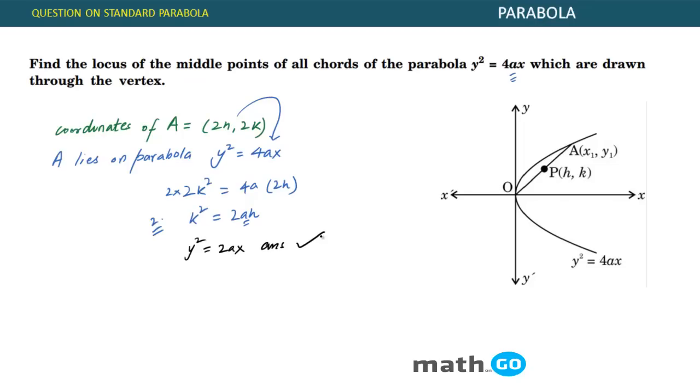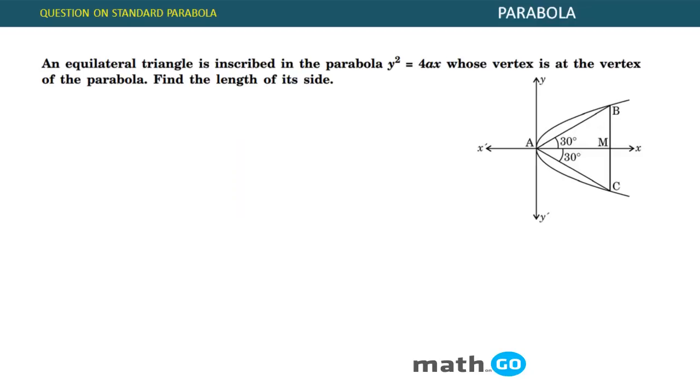Okay. So now let us take another problem. It says an equilateral triangle is inscribed in the parabola y square equal to 4ax, whose vertex is at the vertex of the parabola. Find the length of its side. So now this question is completely based on symmetry. It's a very beautiful question to remember also, right? How do we apply symmetry? Let's check. The vertex is A, right?